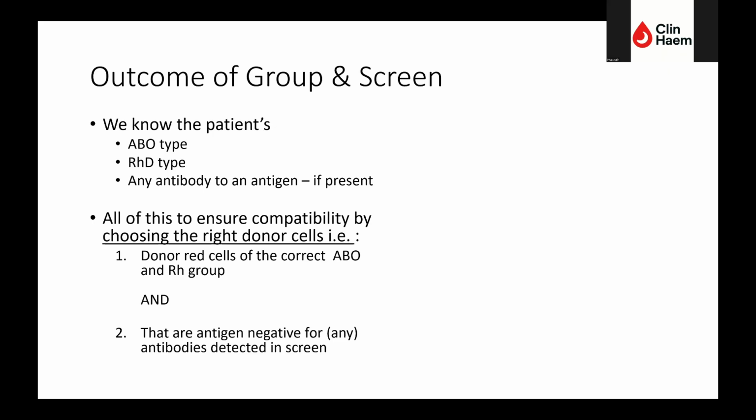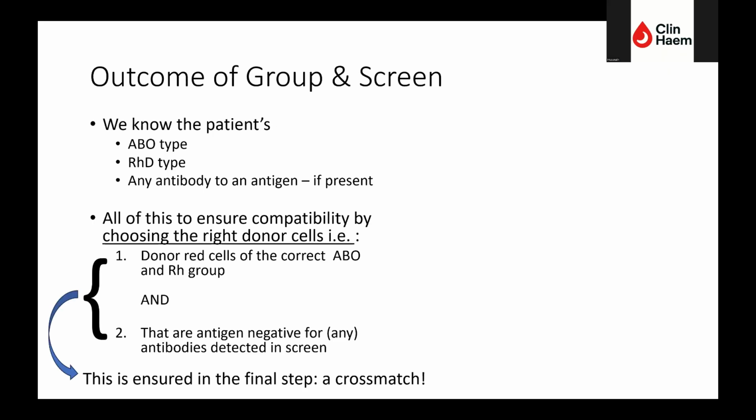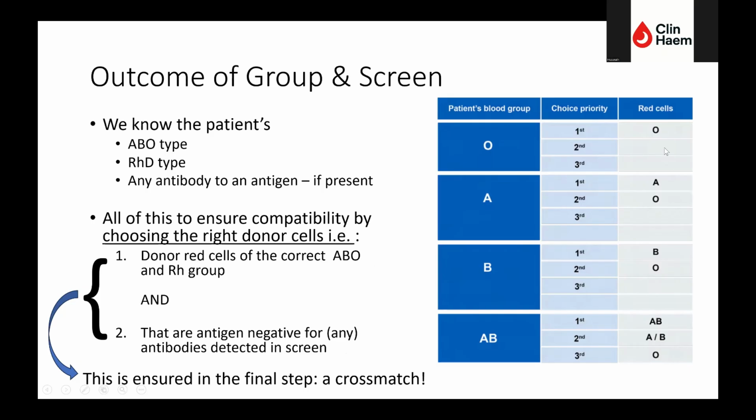Because, of course, if the patient has an antibody in their blood, then that can potentially react to the donor antigens if they have those corresponding antigens, and that would potentially cause a hemolytic transfusion reaction. Now, this is ensured in a final step called crossmatch, and I will share that in the next slide. And this is how you decide which blood group is suitable for which patient. It's just the same. It depends on which antibodies they have.